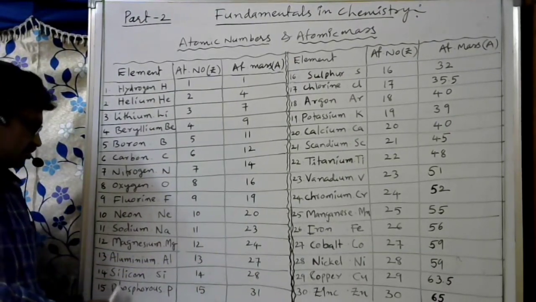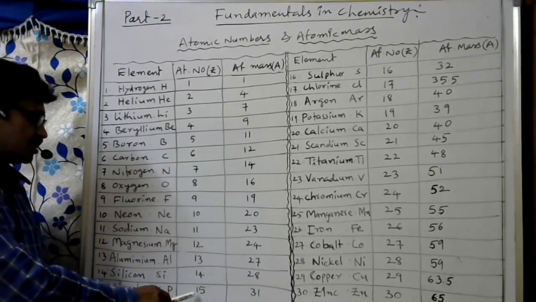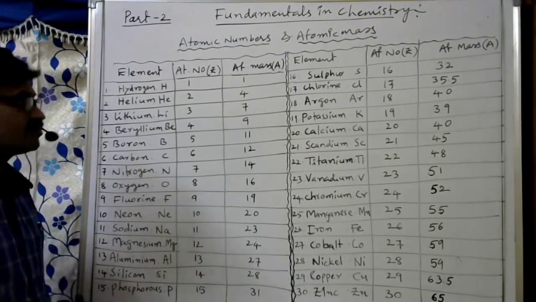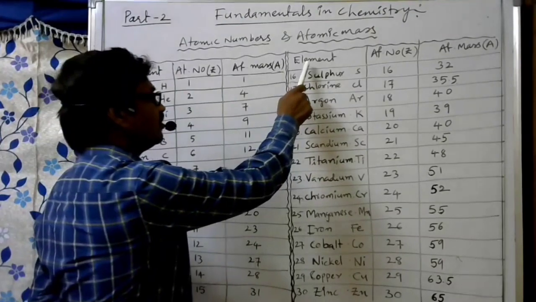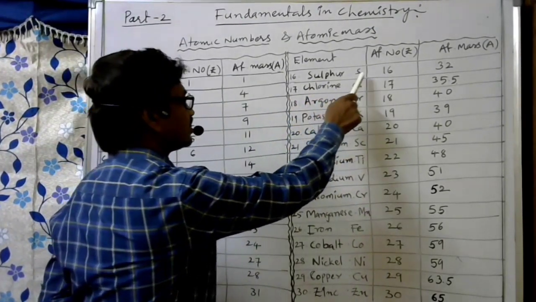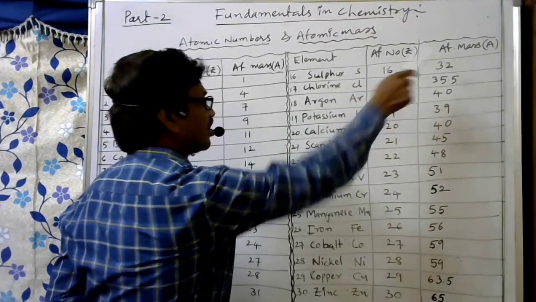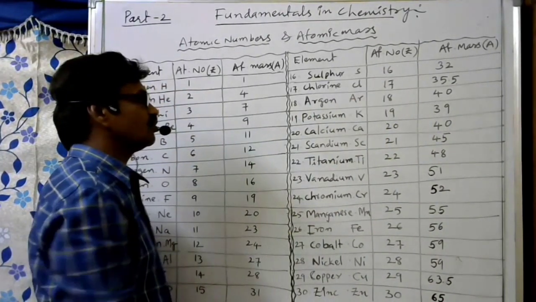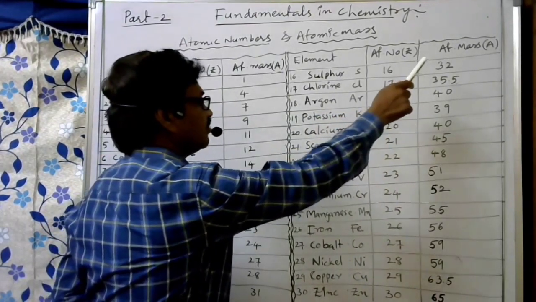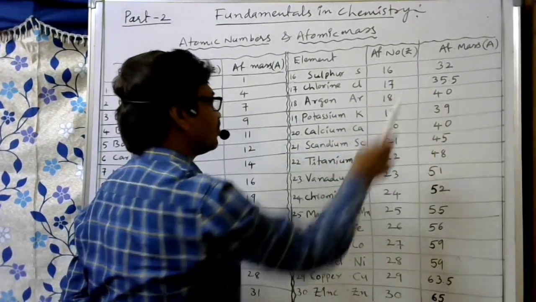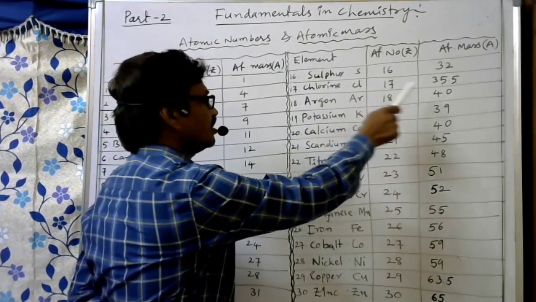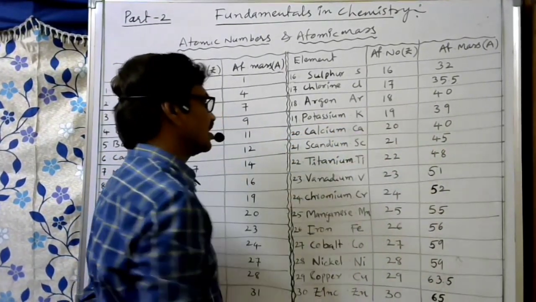Phosphorus, P, atomic number 15 and atomic mass 31. Sulfur, S, atomic number 16, atomic mass 32. Then chlorine, Cl, atomic number 17 and atomic mass 35.5. Argon, atomic number 18, atomic mass 40.